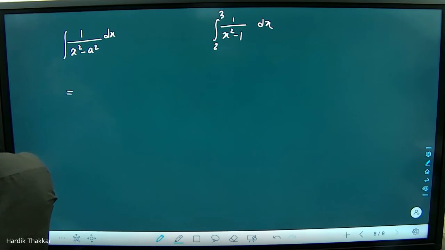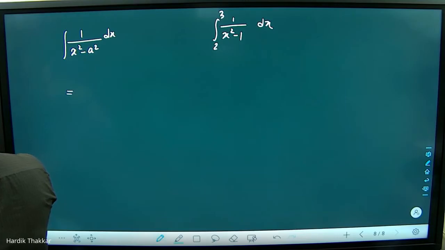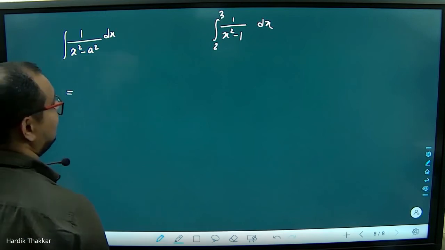Which formula? The formulas in 7.6. Okay, that partial fraction. Yes, sir. Yes, partial fraction can also be applied here. We can apply partial fraction also here.